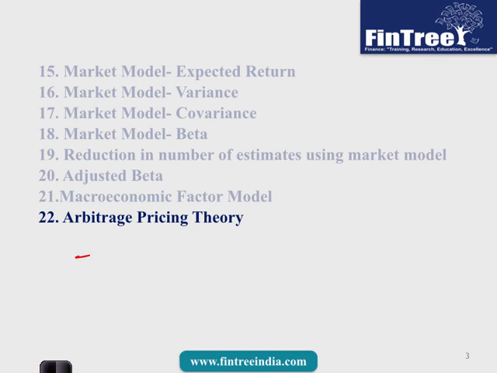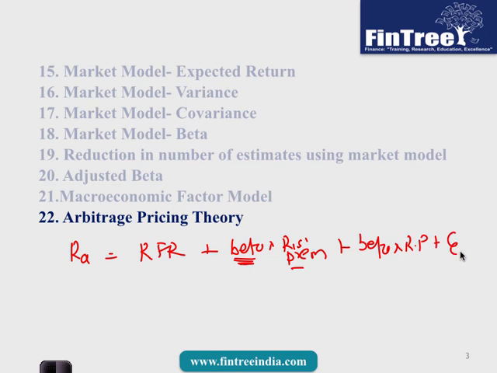Then the arbitrage pricing theory model. The expected return on a particular asset is equal to RFR plus beta into risk premium, where this beta is the factor sensitivity and this is the factor risk premium, again beta into risk premium, plus an error term. Now the question is how these two models, the macroeconomic factor model and the arbitrage pricing theory model, are integrated with each other.